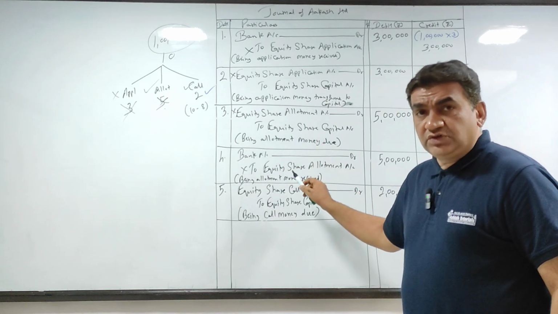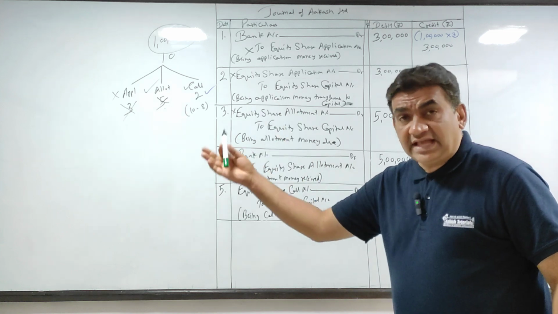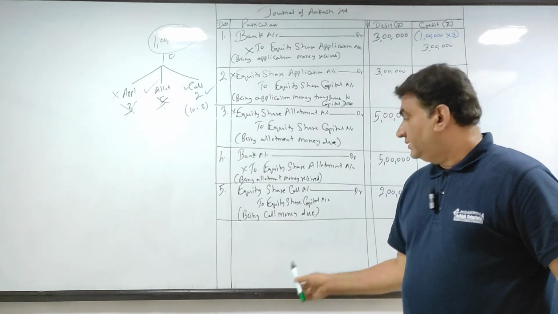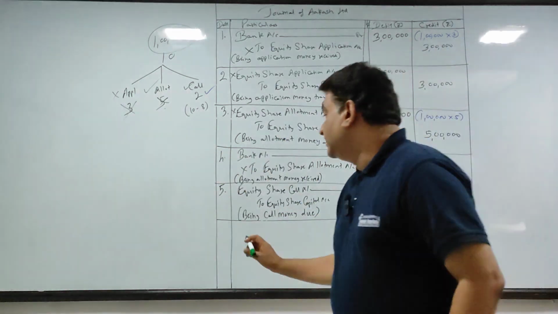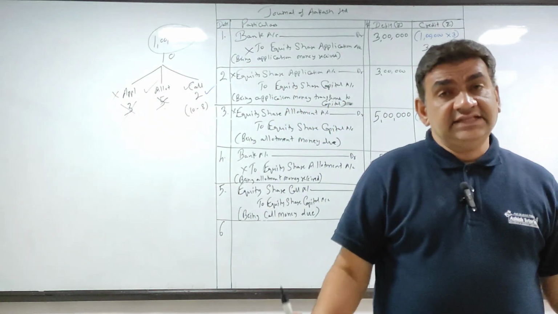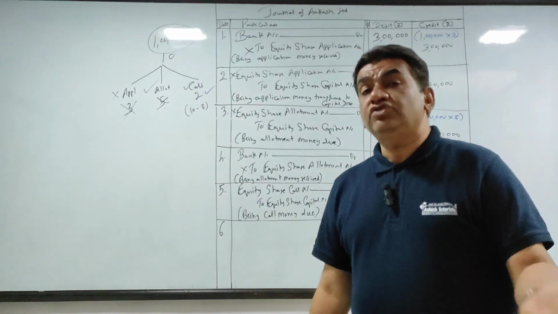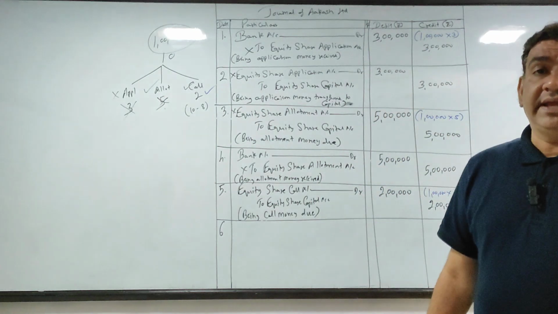Allotment money due के बाद रिसीव हुआ. Same way, call money due means I gave the call a reminder, now they will pay me. So my last entry will be the entry for receiving the call money. Again the same thing: either everybody will pay or there will be a few shareholders who will not pay.